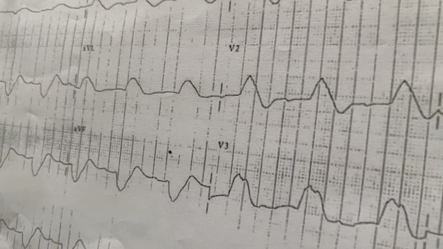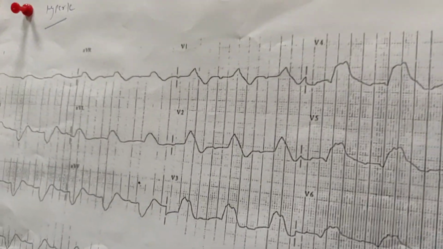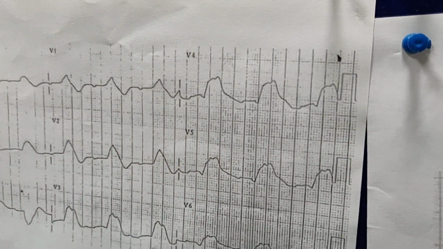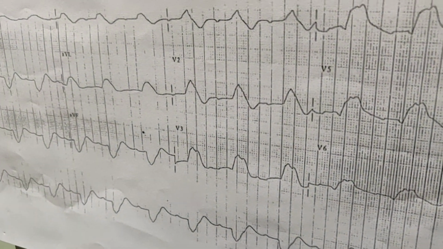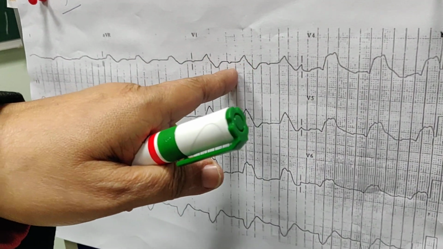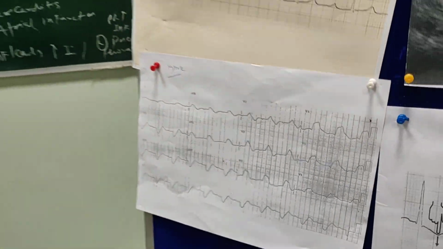So actually when the word bizarre comes to your mind, think of hyperkalemia. Here you can't appreciate the peaking of the T waves because the QRS is so widened. The ST segment is also engulfed in that, so you can't appreciate a T wave here. But there is widening of the QRS, a bizarre QRS complex, and the PR interval is prolonged. This is a classic case of hyperkalemia.